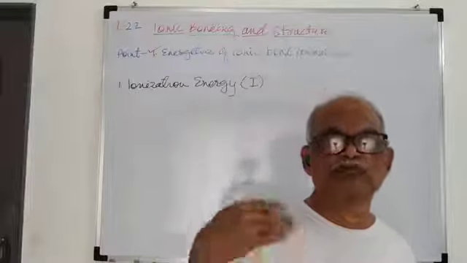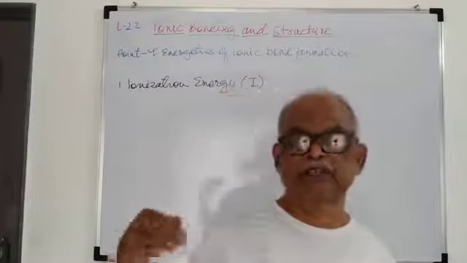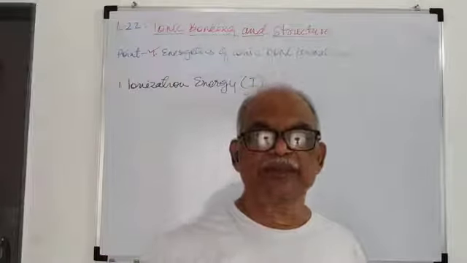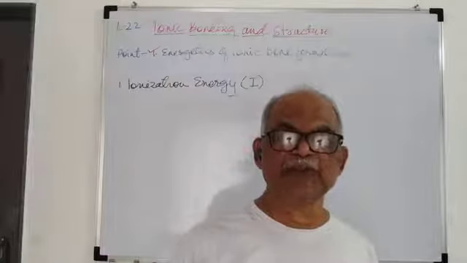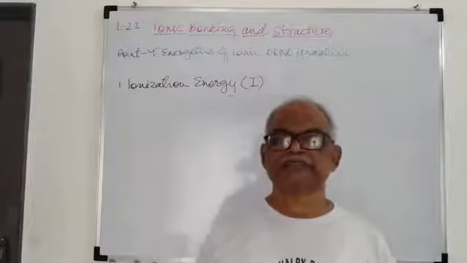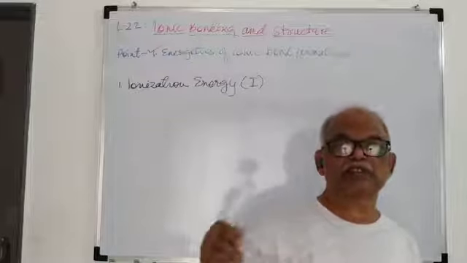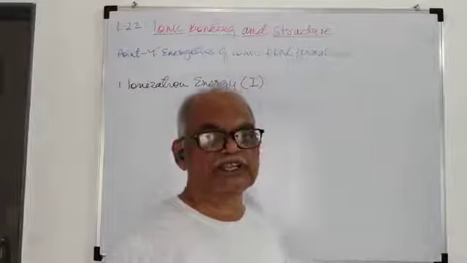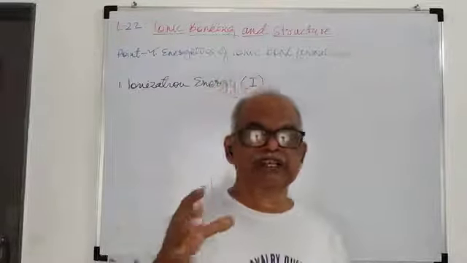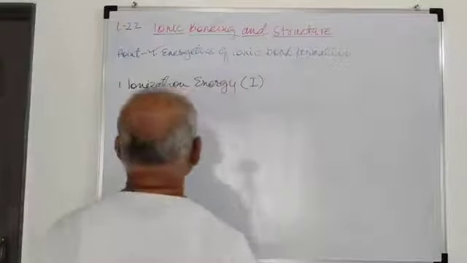Similarly, that monopositive cation can also show the loss of one more electron, and during this it is converted into dipositive cation, and the ionization energy is called second ionization energy. Similarly, we can have third, fourth, fifth ionization energies as per the electronic structure of that particular atom.